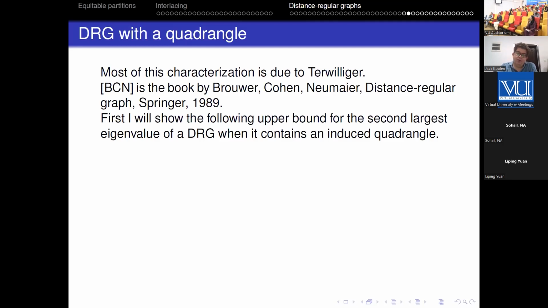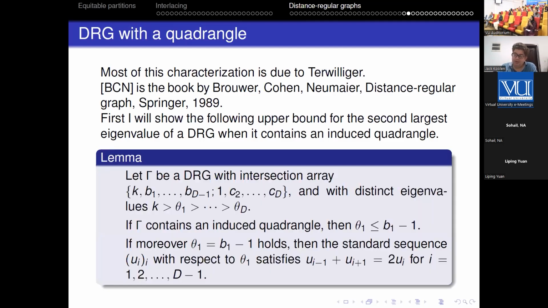So I will first show an upper bound for the second largest eigenvalue of a distance-regular graph when it contains an induced quadrangle. The lemma is as follows. If you have this graph with an induced quadrangle, then the second largest eigenvalue is at most b_1 minus 1. And if you have equality, then you can say much more. And we shall see that you can, in principle, classify them all.